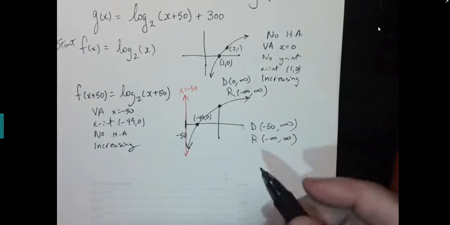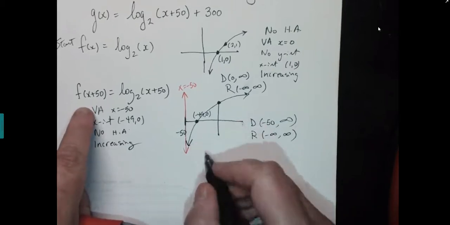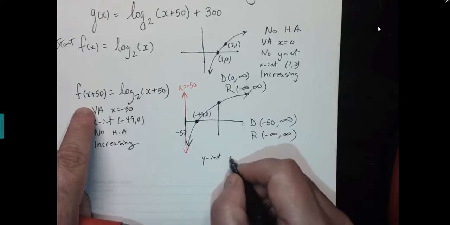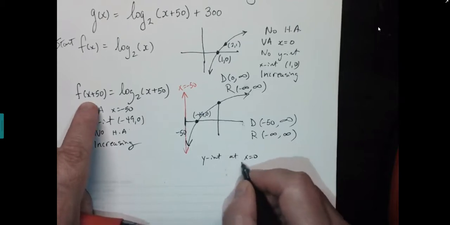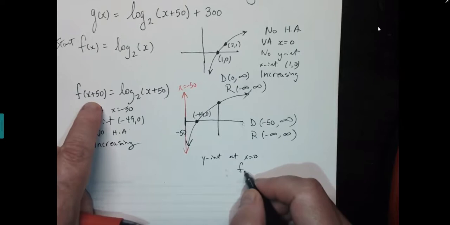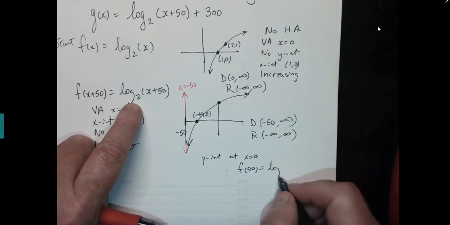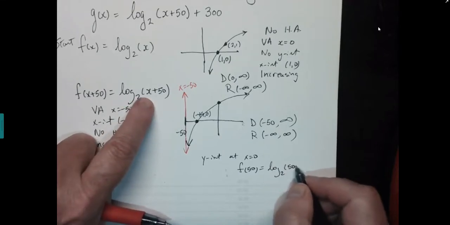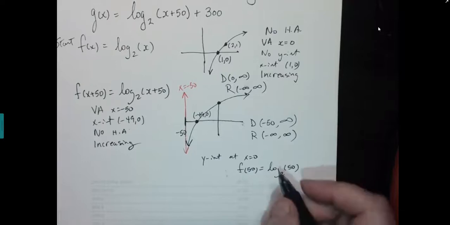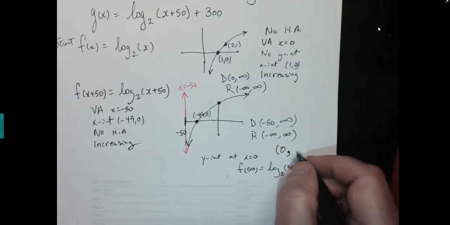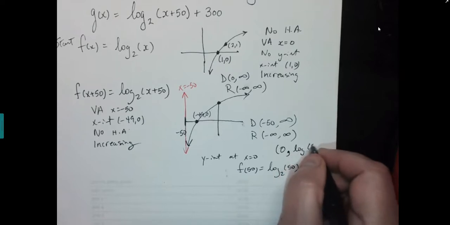To find a y-intercept, you plug in x equals 0. So if I plug in 0, 0 plus 50 is going to give me 50. That's an irrational number, so my y-intercept is at 0, the logarithm of 50 taken at base 2.